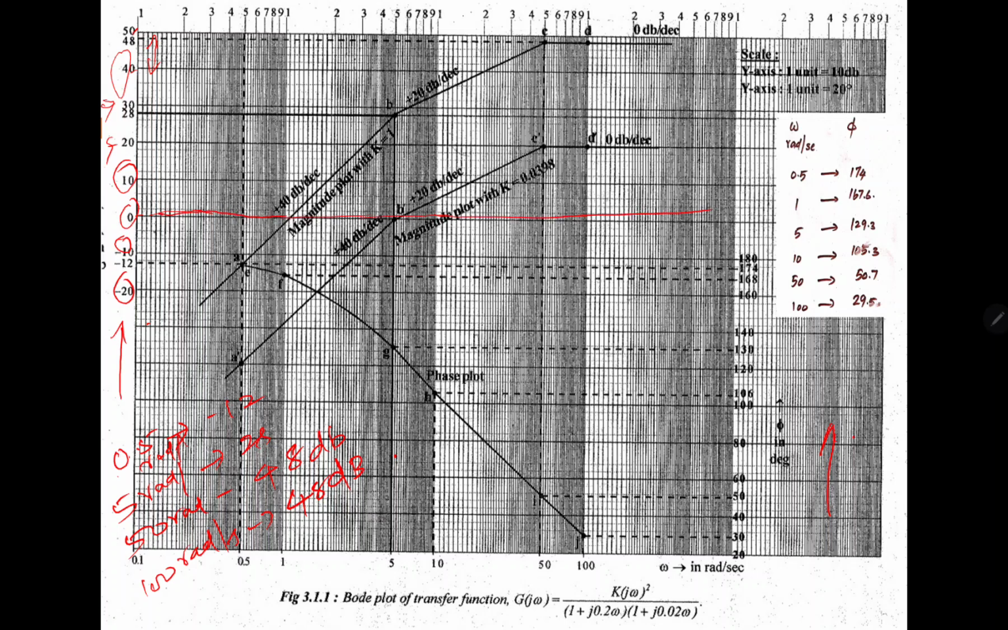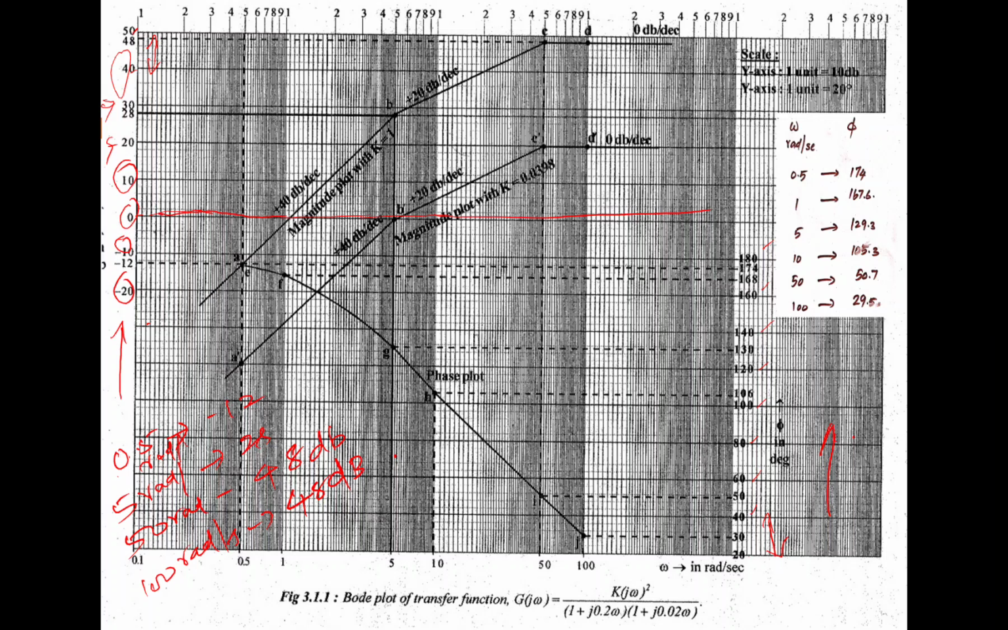Now, when we are taking degrees on the right hand side, our range is 174 to 29.5, something like 29 or 30 degrees. So I'm considering each unit as 20 degrees. I'm starting with 20, then 40, 60, 80, 100, 120, 140, 160, 180. This is enough for us. Now, these are related to magnitude and degrees.